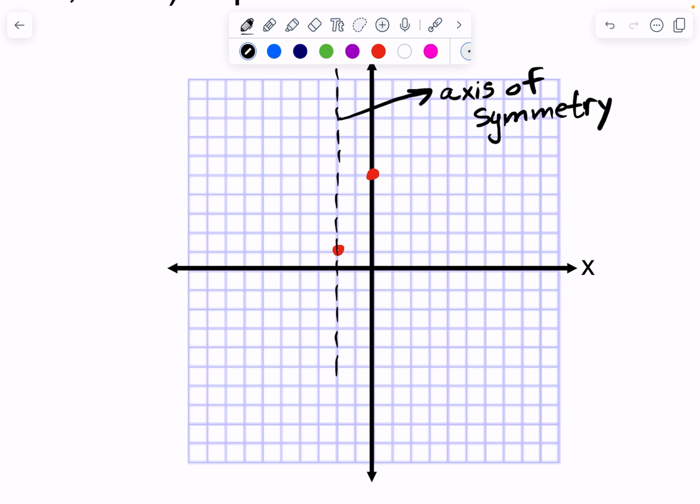That's symmetry. So I have my y-intercept here of 0, 5, and if you notice, that is 2 units to the right of the axis of symmetry. We'll find the mirror image by literally going 2 units to the left. So I've got another point here, and ta-da! You've just graphed a quadratic function.